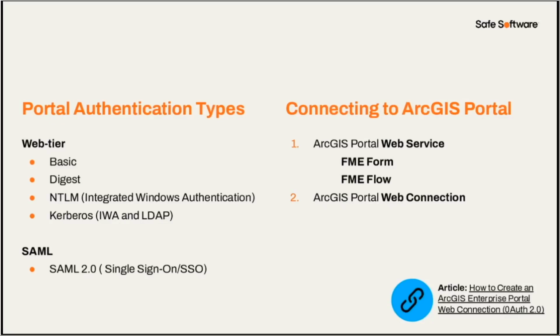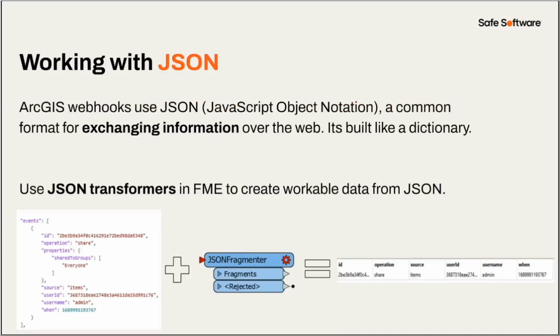We have very detailed instructions for doing that on the slide if you don't have that set up already. And as mentioned, while working with almost any web format, you'll probably run into JSON. This is a very common data exchange format that's built like a dictionary, but don't worry if you're unfamiliar with JSON, we have an arsenal of transformers for turning this text into manageable data that can be used in your workflows.